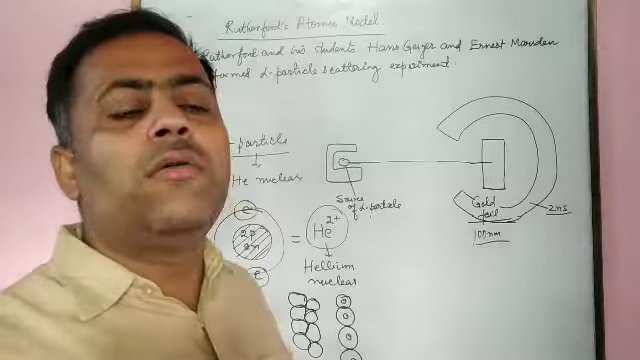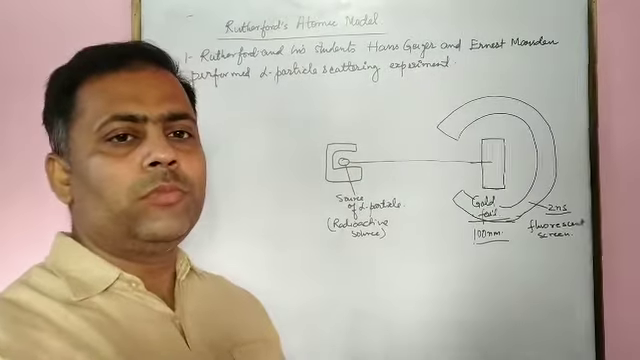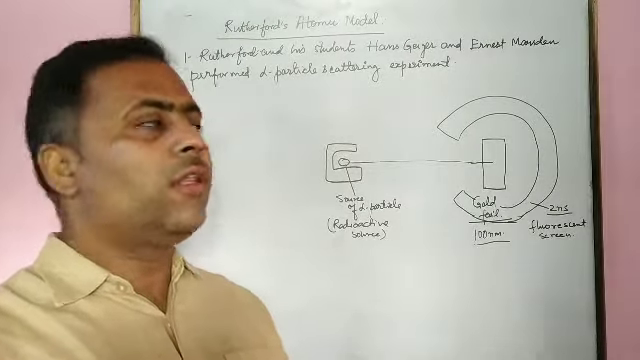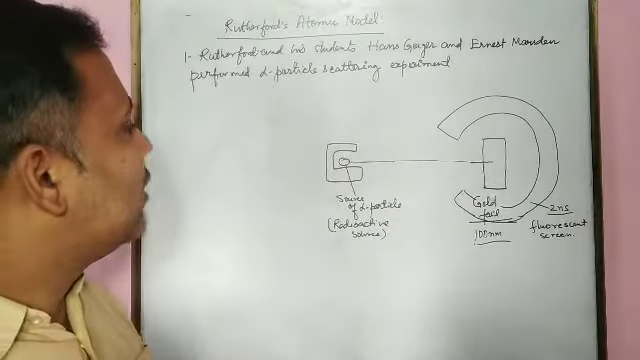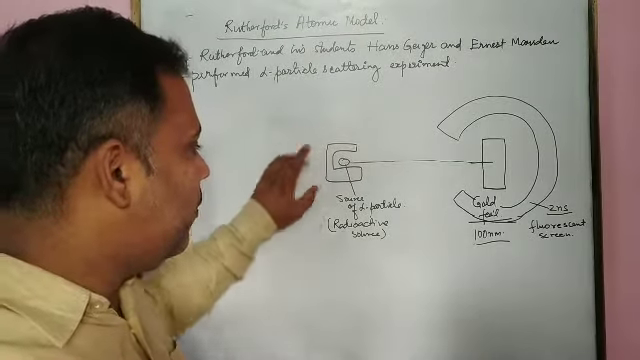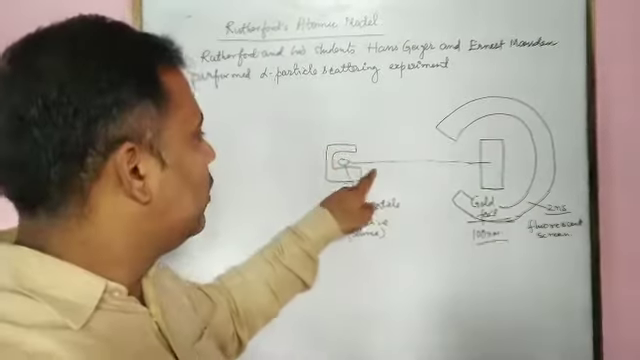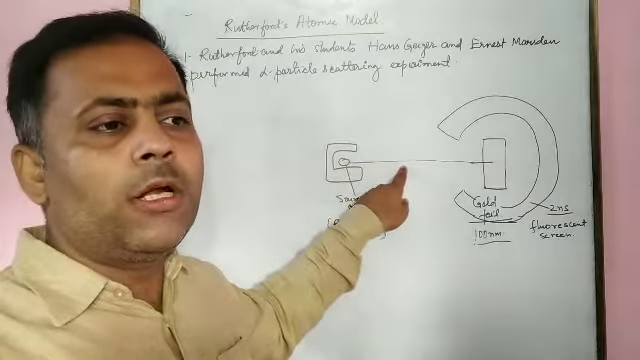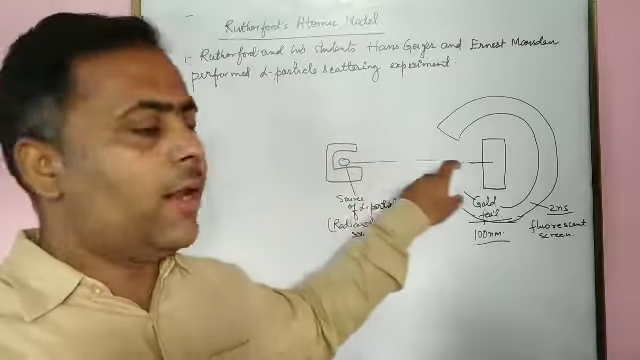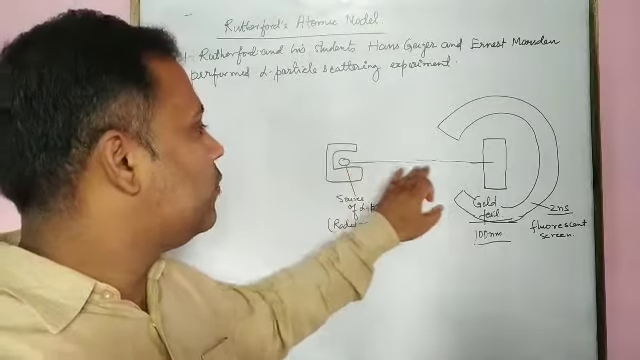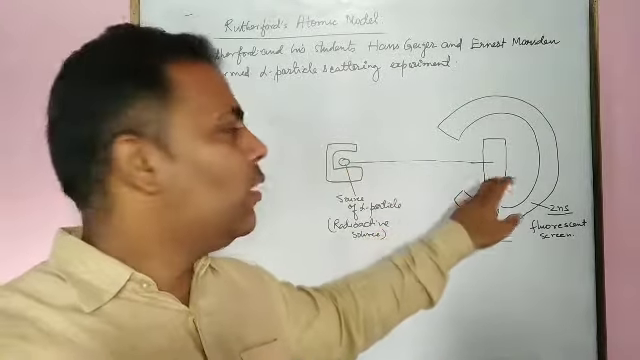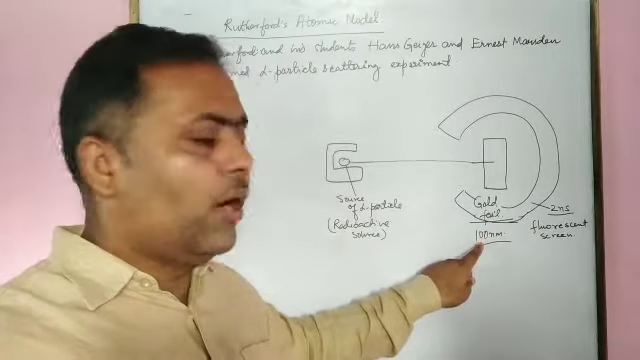Let us see what is the experiment. Let us see what were their observations. What is the experiment condition? We have a source of alpha particle, that is a radioactive source. The beam is collimated. Collimated means it is in a definite direction, and it is allowed to fall on the gold foil of 100 nanometer.